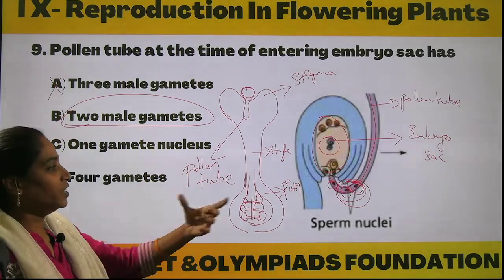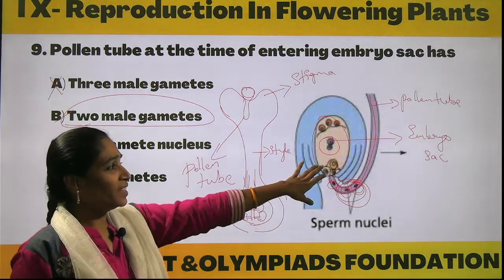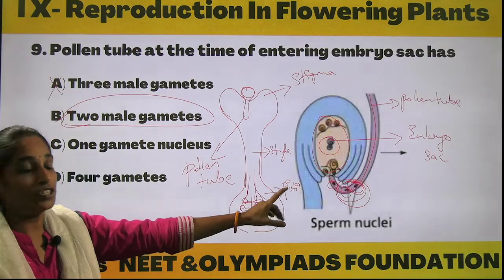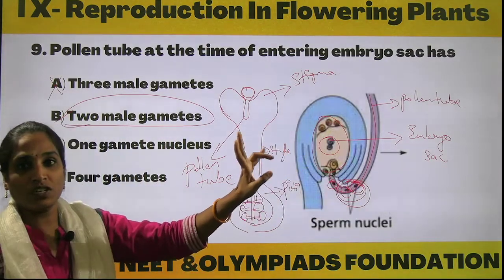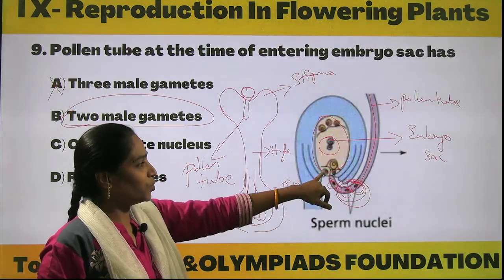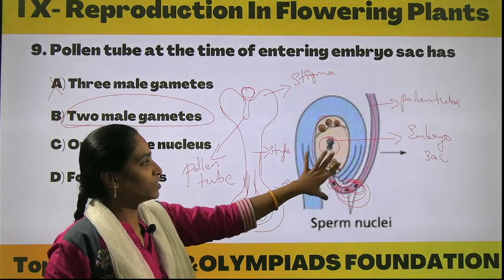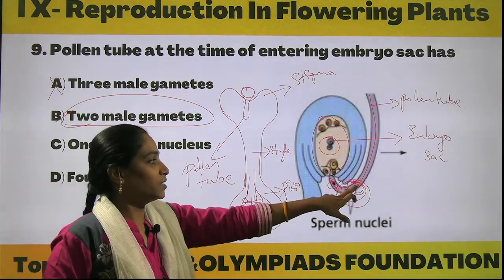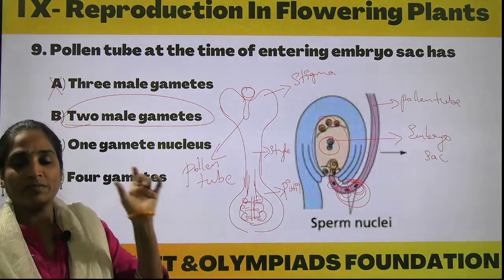The first sperm cell will fuse with the egg cell first of all and form the zygote. This is the first fertilization, and as it moves from the pollen tube, the second sperm nucleus enters the micropylar region of the ovule. As it enters, the zygote has already formed by the first fertilization. By the second fertilization, the second sperm nucleus will reach the polar nuclei, nothing but the central cell.